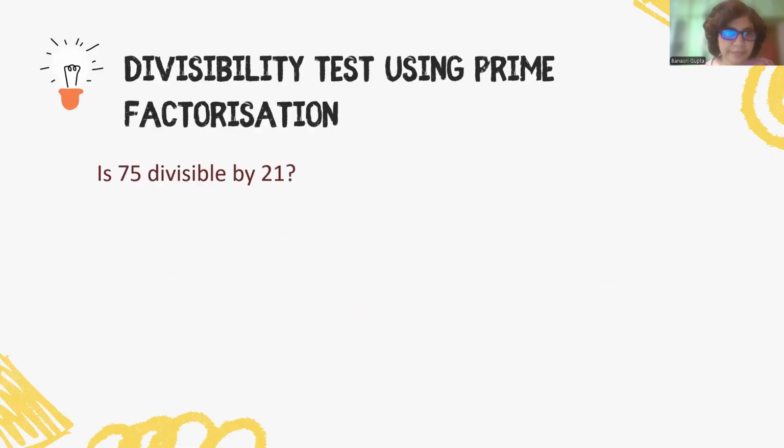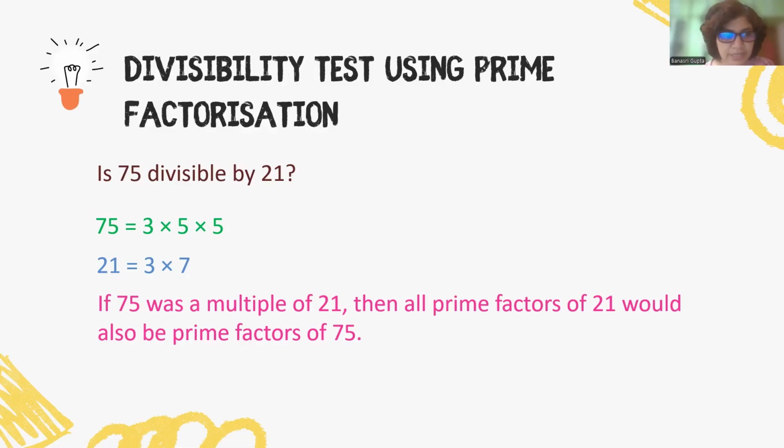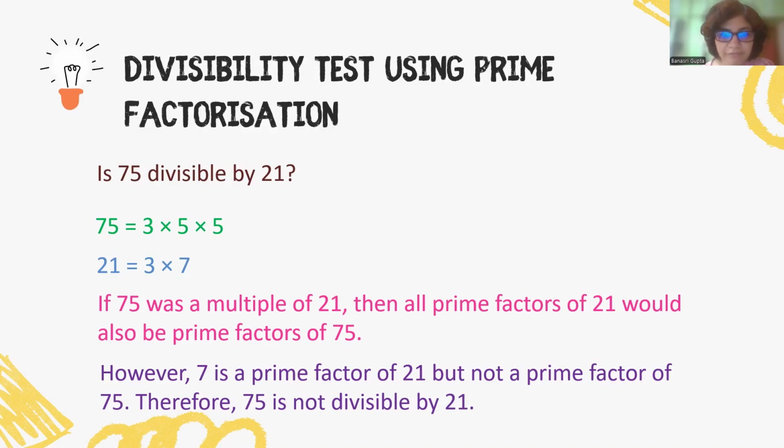So let's see another example. Is 75 divisible by 21? Let's do the prime factorization of the bigger number: 75 is 3 into 5 into 5. 21 is 3 into 7. So are the prime factors of 75 including all the prime factors of 21? No, right? If 75 was a multiple of 21, then all the prime factors of 21 would also be prime factors of 75. However, 7 is a prime factor of 21 but not a prime factor of 75. Therefore, 75 is not divisible by 21.